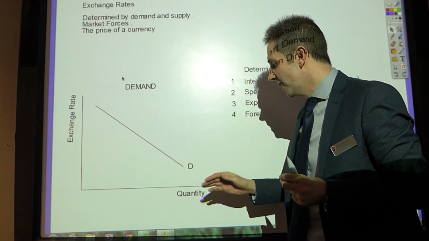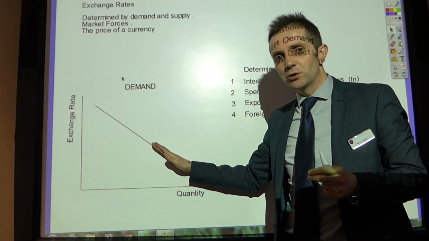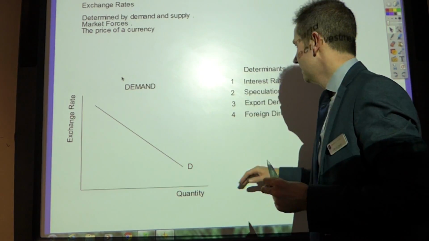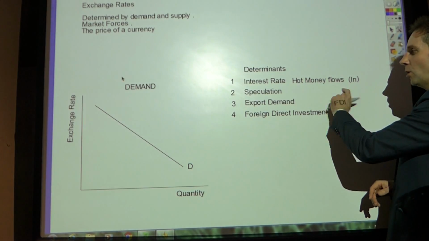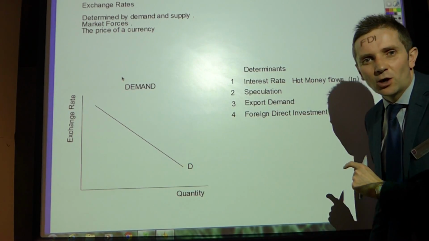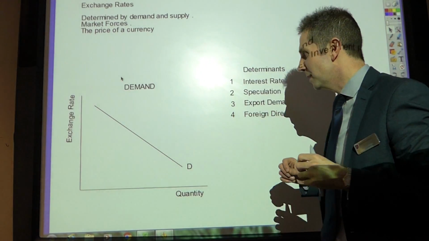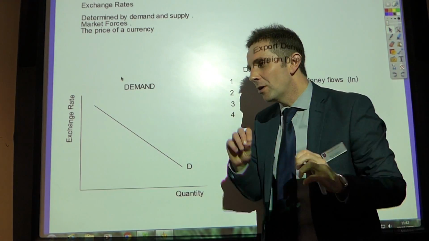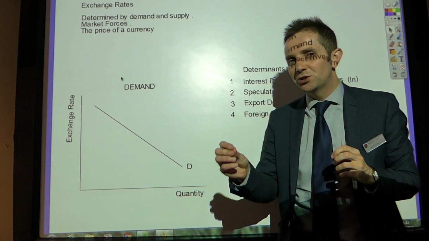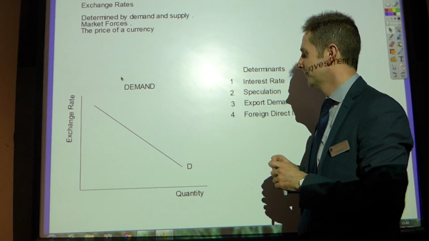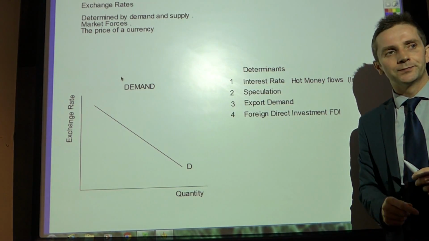As a consequence of that, the demand for UK sterling would go up, and it would attract what we economists call hot money flows into the economy. Hot money, it's buzzing around the globe so fast you can't touch it. It's hot. So that's number one.